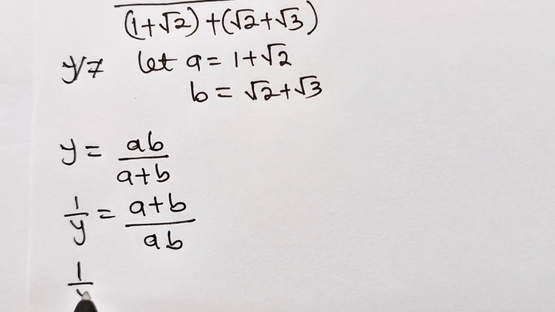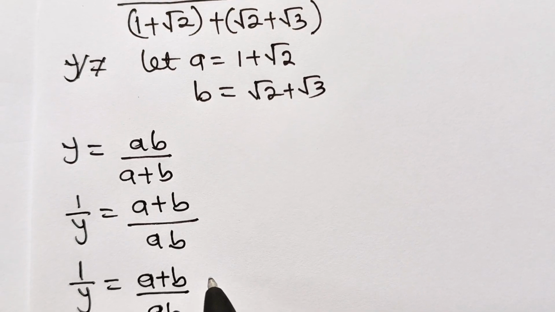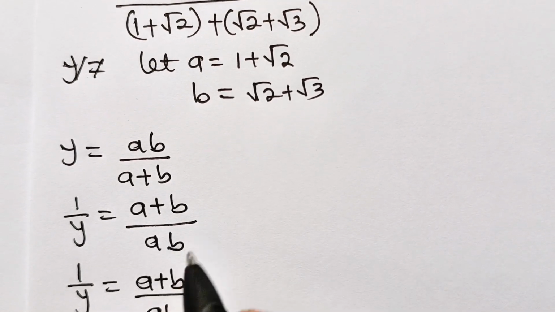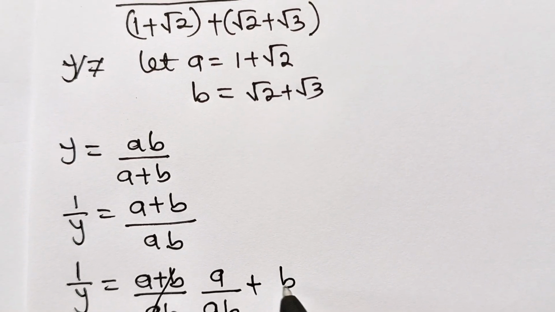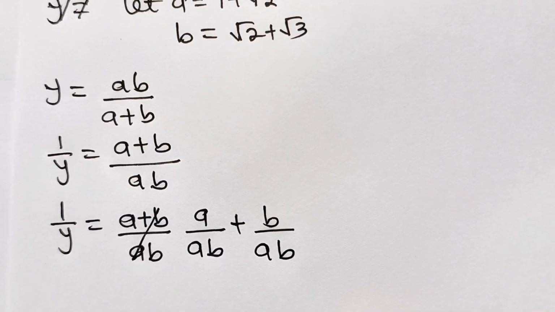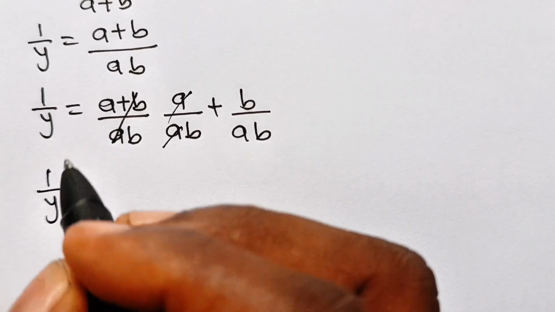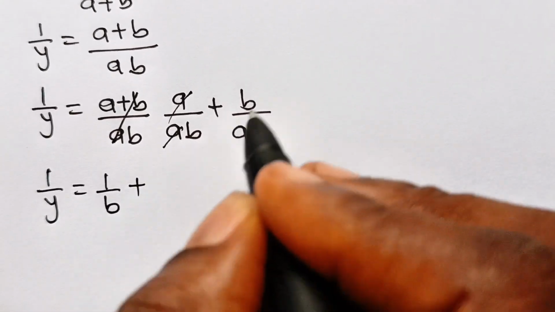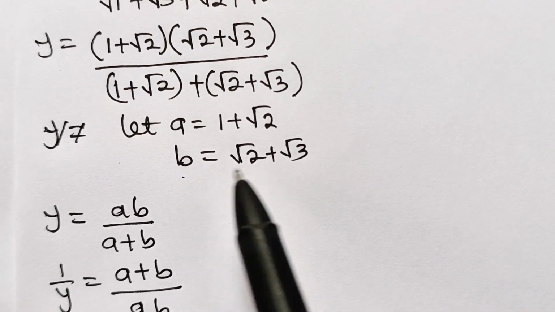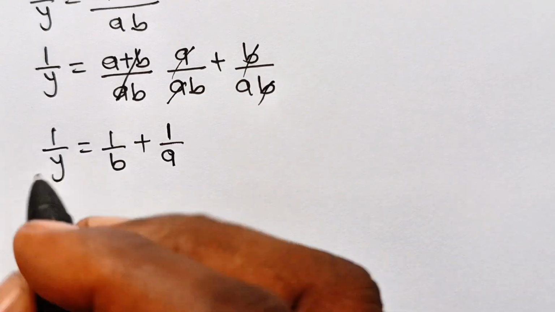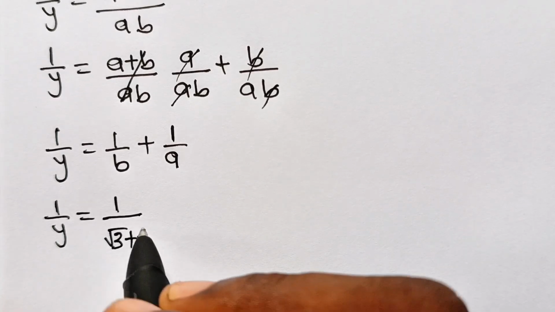So if we expand further, 1 over y will be a plus b divided by ab. Sorry, I'm repeating what I have here. So it should be equal to a divided by ab plus b divided by ab. Now, a will cancel a. We have 1 over y is equal to 1 over b plus, b will cancel b, and we have 1 over a. Now remember that our b is root 2 plus root 3. So we can write 1 over y is equal to 1 over root 3 plus root 2.